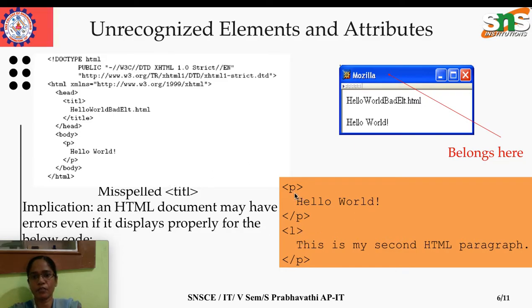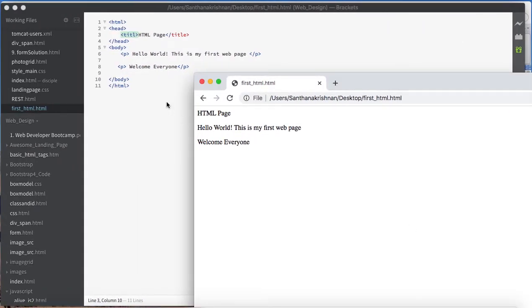And here also, in this example, one paragraph is hello world, and in another paragraph, instead of P, it is misspelled as an unrecognized element. There is no element in HTML called L. But by mistake, instead of P, L is here. This is my second paragraph. Let's take a look at how the same thing is displayed.